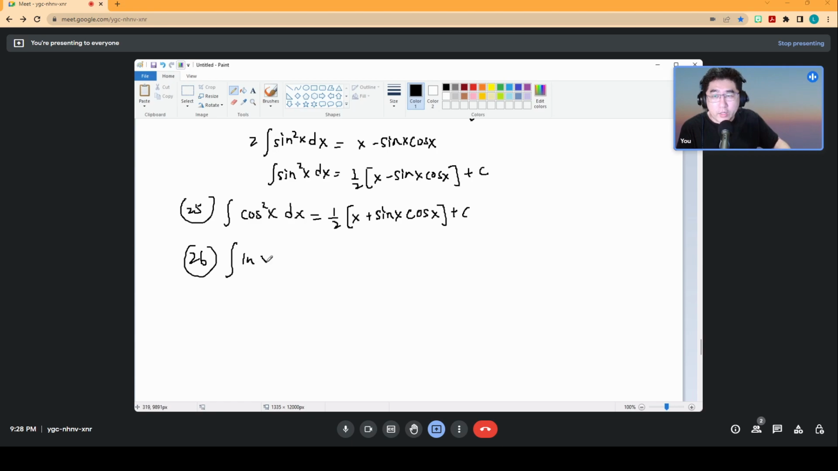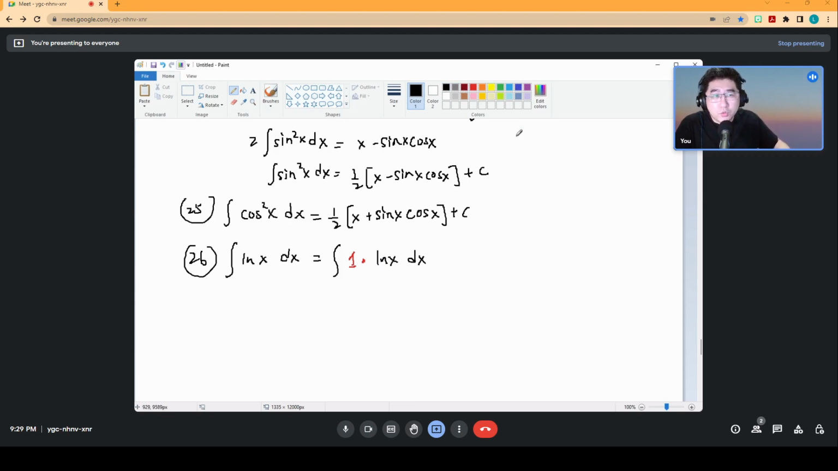integrate of ln x. You may be surprised, this ln x seems like it only has one thing. So how do we actually use by parts? By parts we are supposed to have two items. Because ln x itself is just one item, we read it as 1 times ln x.